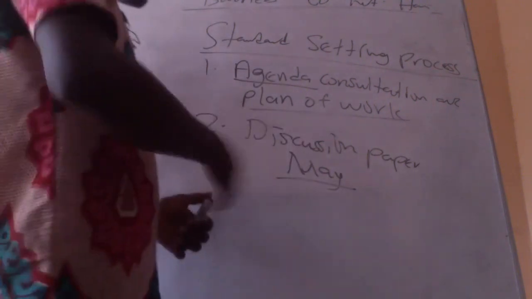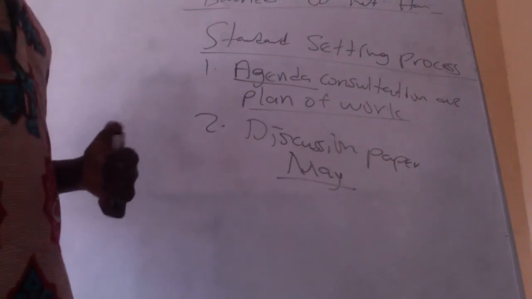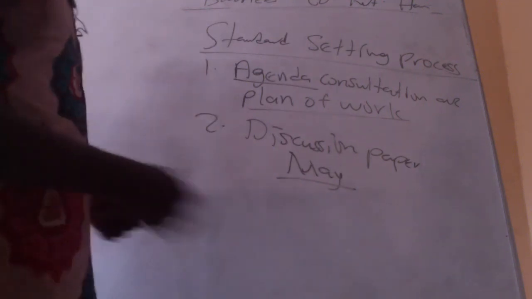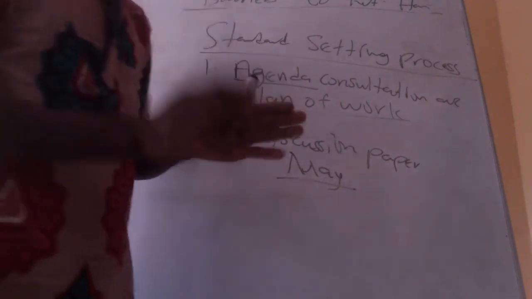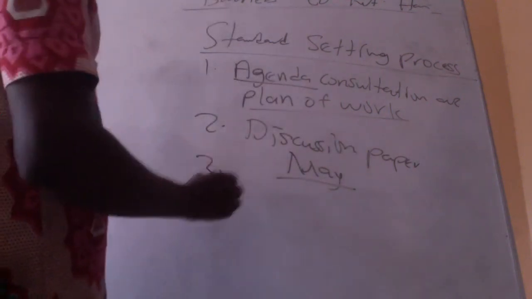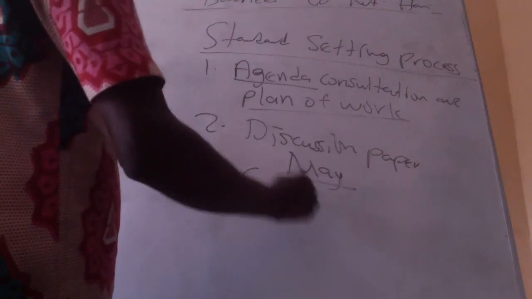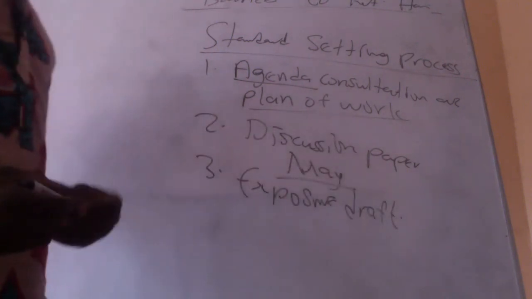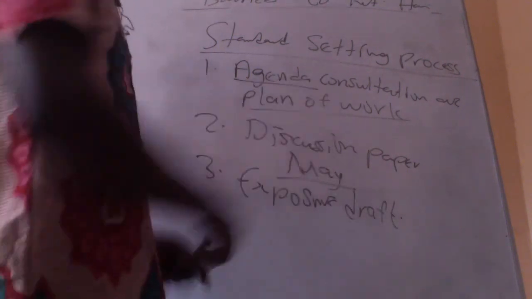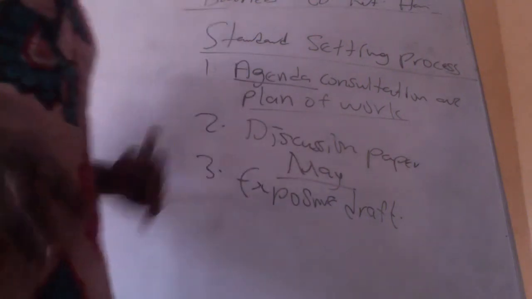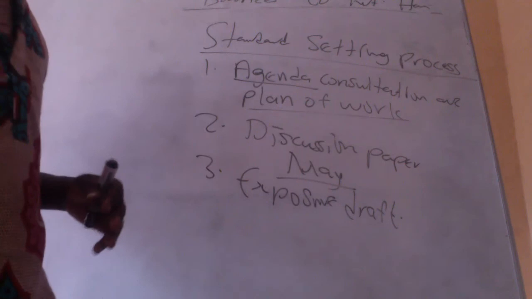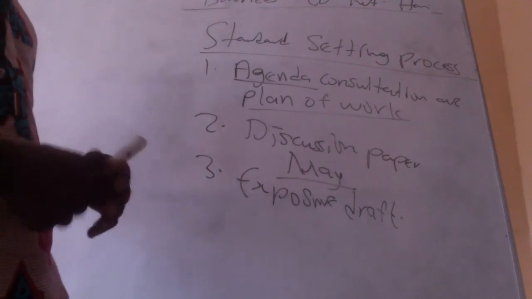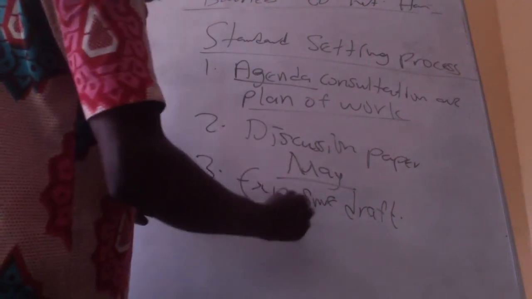Now, after the discussion paper, if they send it to the general public for comment, following the comments received, they will add the flesh to the skeleton. So that will be the exposure draft. Prepare the exposure draft. This exposure draft is the draft version of the financial reporting standard. And here, it's a must, mandatory.